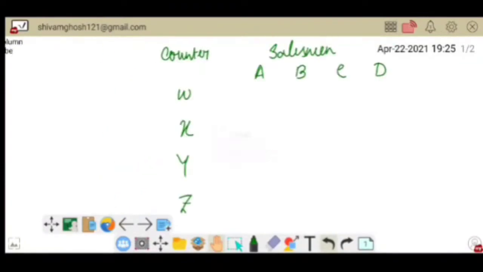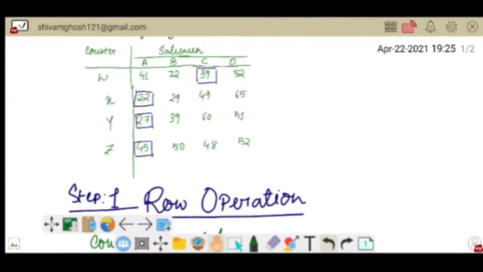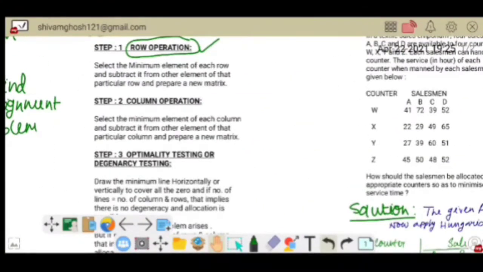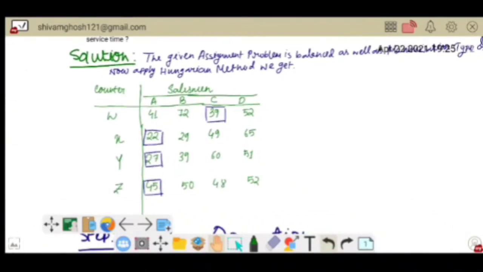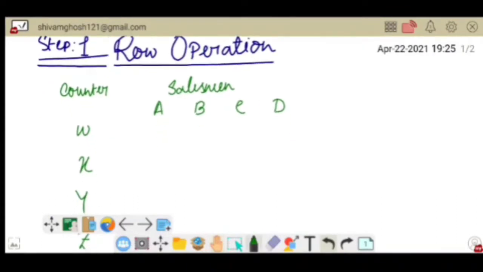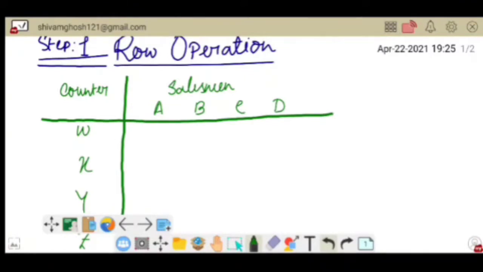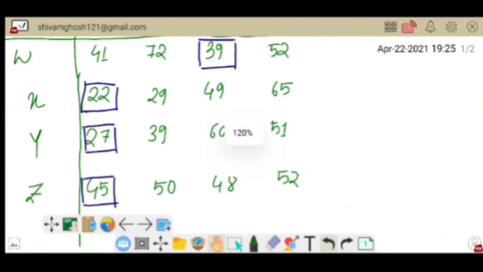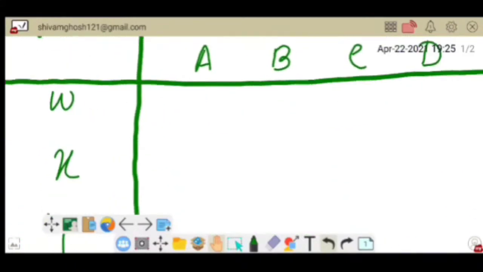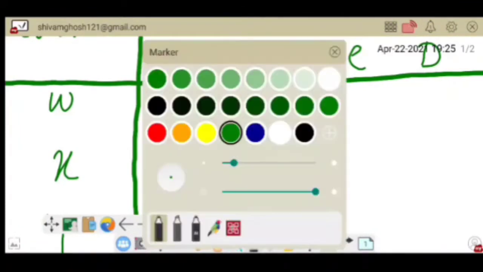So from that you can see the minimum element. We have to select the minimum element and subtract it from the other elements. The minimum element is 39. So the first row element is 41 and the minimum is 39, so we subtract 39 from 41. The answer will be 2.